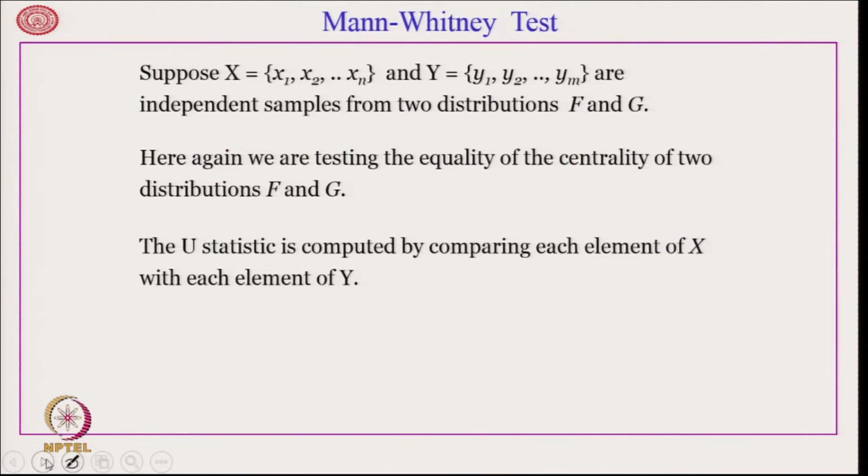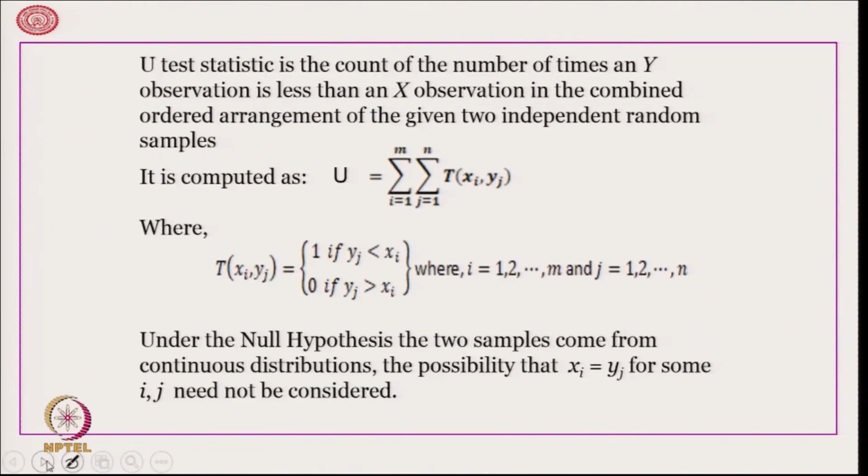So, suppose x 1, x 2, ..., x n and y 1, y 2, ..., y m are independent samples from two distributions f and g. Here again we are testing the equality of the centrality of the two distributions f and g, where f is the CDF of x and g is the CDF of y. The U statistic is computed by comparing each element of x with each element of y. So, let me explain.